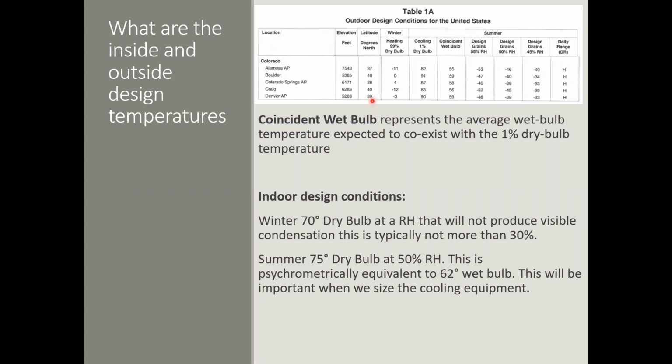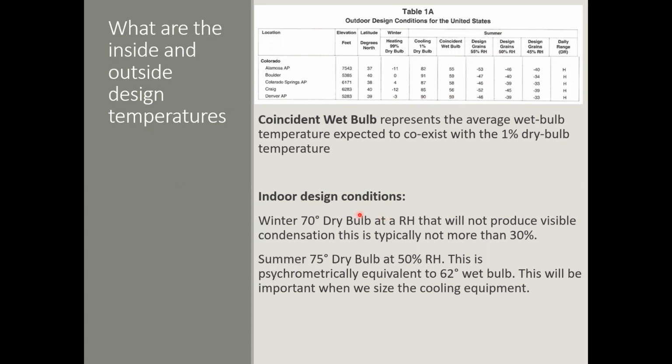So if it were 90 degrees outside, and I was spinning my sling psychrometer outside, my dry bulb would say 90 degrees and my wet bulb would say 59. That's what that means, okay? Pretty simple, as long as you understand what that is. So this is important because the lower that number is relative to this number, the drier it is, very dry.